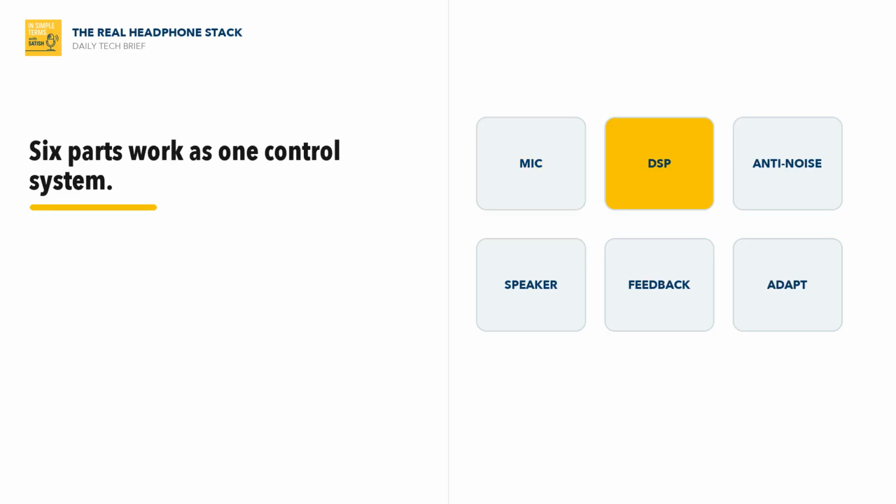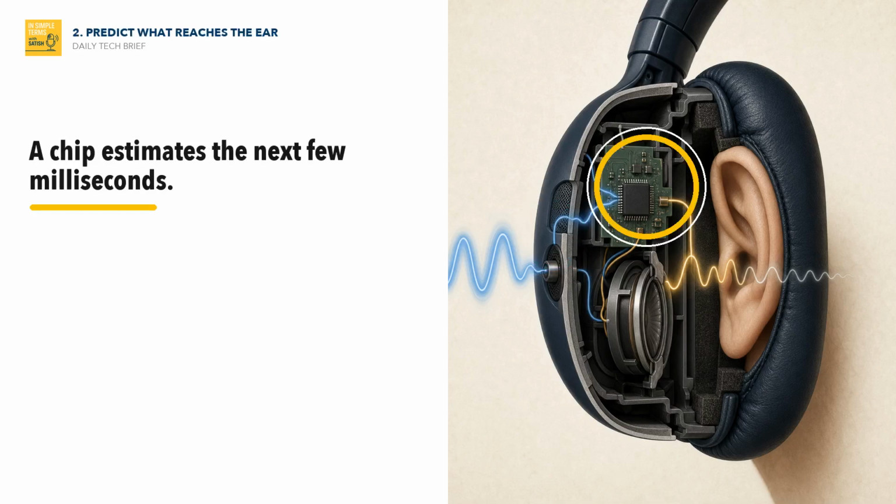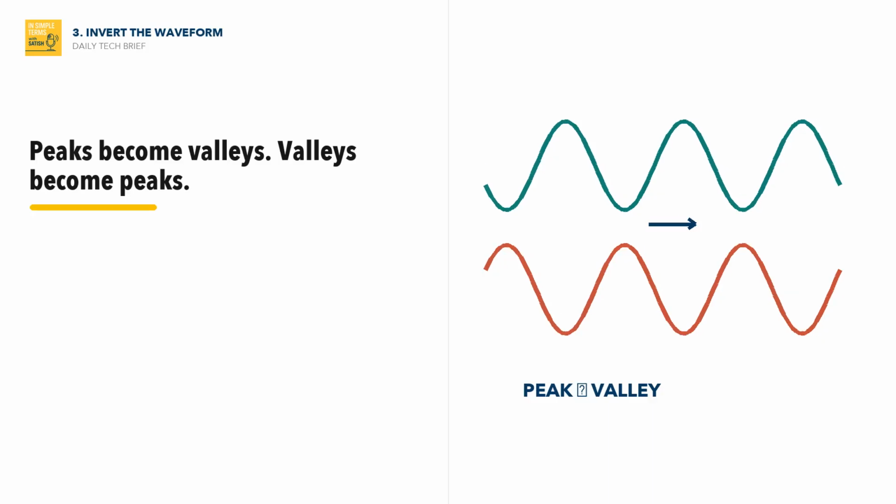Under the hood, the stack has several parts. First, microphones, where outside and sometimes inside microphones listen to noise around the ear. Second, signal processing, where a chip estimates what part of that noise will reach the listener. Third, anti-noise generation, where the headphone creates an inverted waveform.